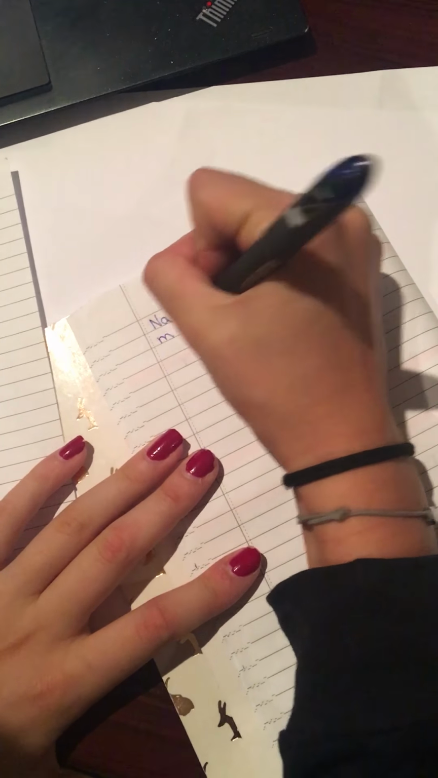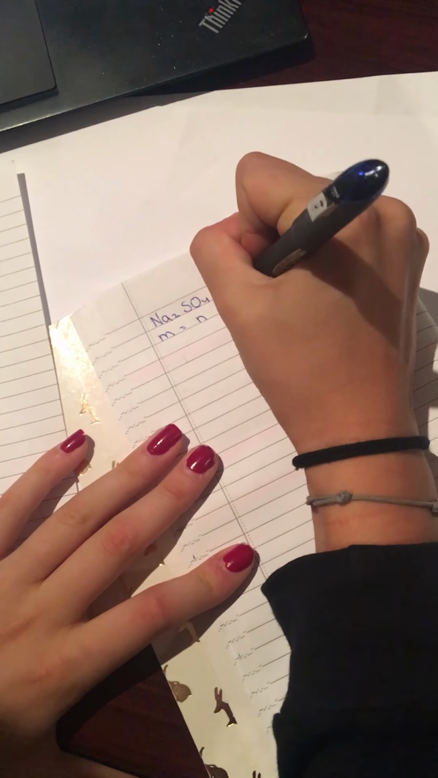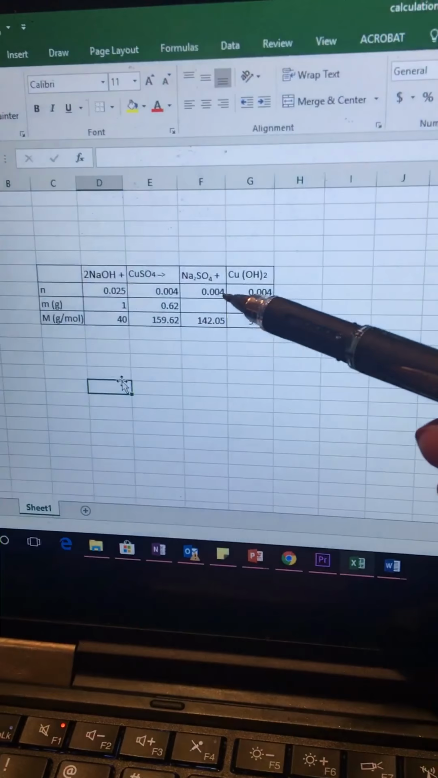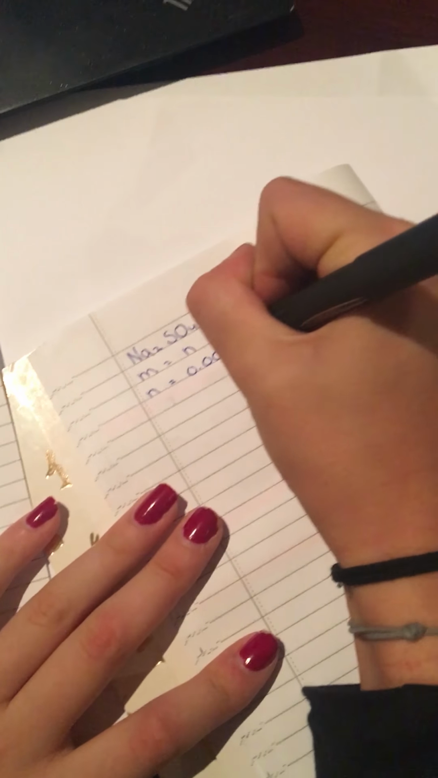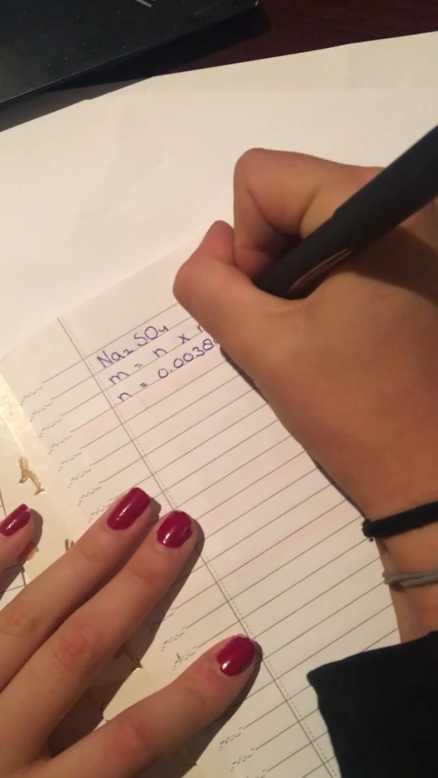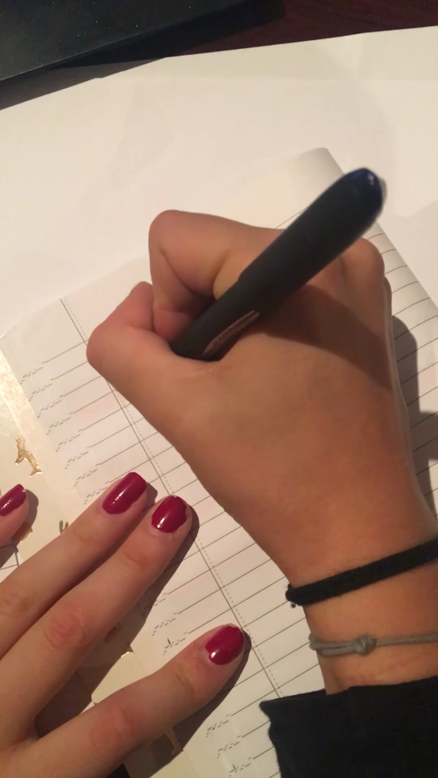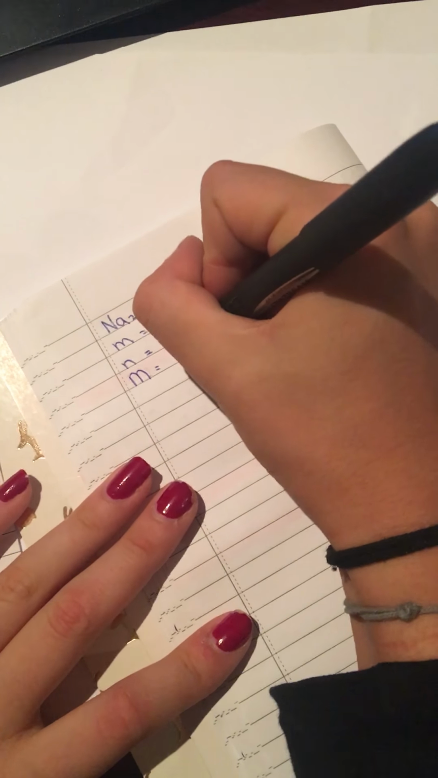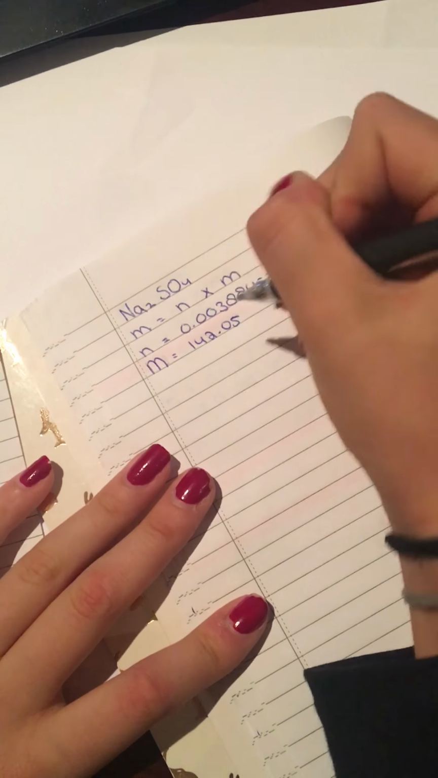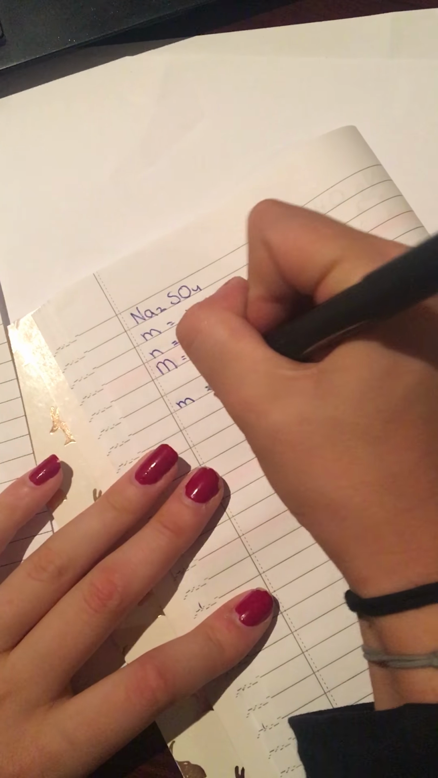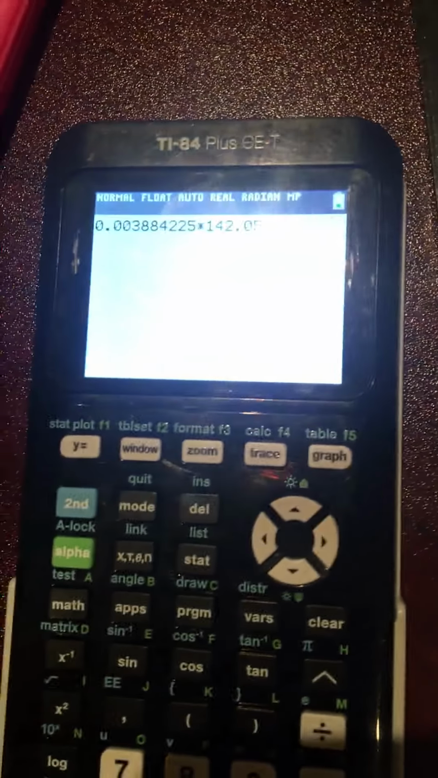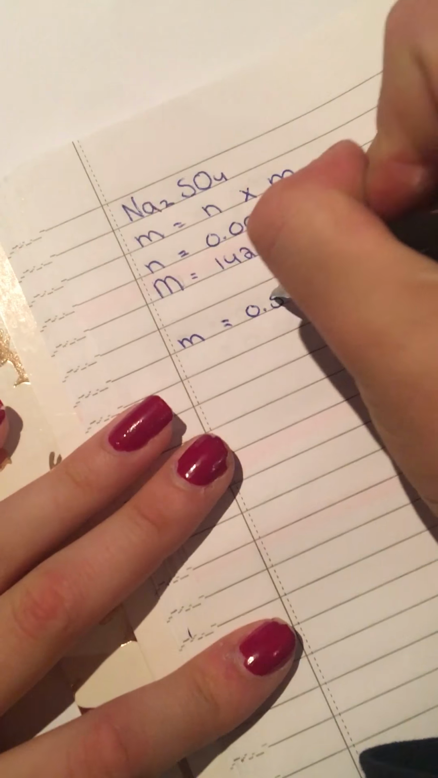Now we already have the number of moles and molar mass for sodium sulfate. Therefore, we need to find the number of grams. And we do this by multiplying the number of moles by the molar mass. But we need to remember that we use the actual number, not the number we rounded up. So in this case, we do 0.003884225 times 142.05, which is equal to 0.55175416113, which will then be rounded up to 0.552, and that is the number of grams for sodium sulfate.